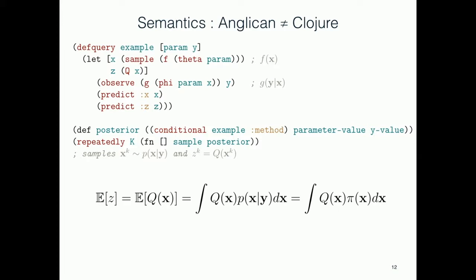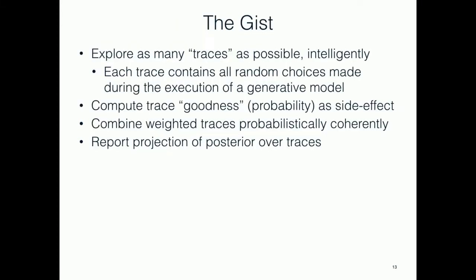Including calling off to anything. The whole point of having these deterministic procedures here is that you can just call off to anything you want through RPC or whatever. We talked about this, just to recap again. The gist of inference is to explore as many traces as possible intelligently. Each trace contains all the random choices made during the execution of a generative model. The goodness of a trace, or probability, the joint distribution, the joint log probability, is computed as a side effect, although there are other side effects computed sometimes.